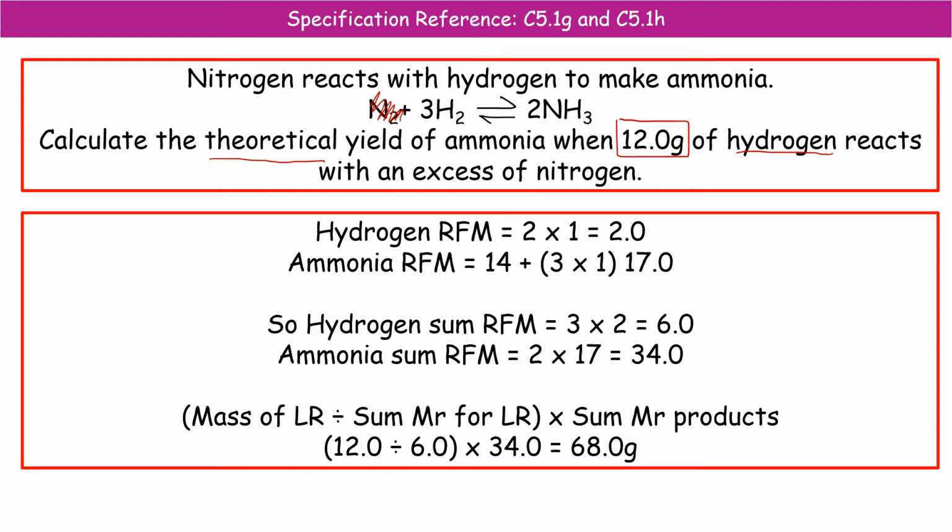Do the same for ammonia, NH3. So nitrogen, atomic mass is 14. Hydrogen we already said is 1. There's 3 of them, so 14 plus 3 times 1 gives us 17.